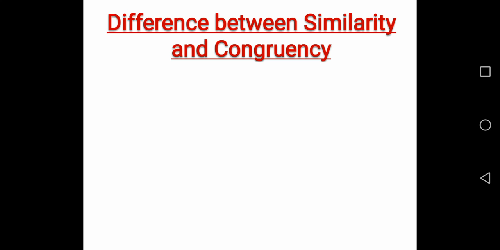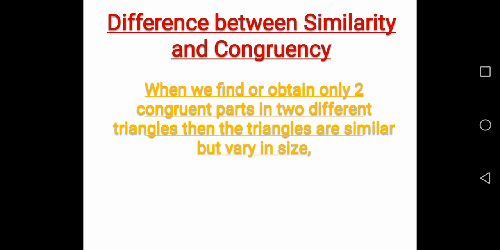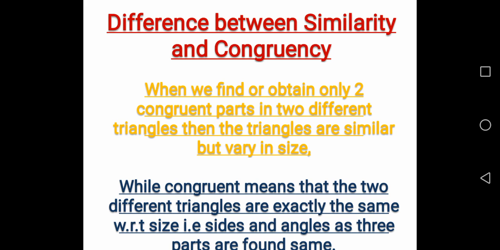Difference between the similarity and the congruency. Okay. When we find or obtain only two congruent parts in two different triangles, then the triangles are similar but vary in size. Okay. So actually क्या होता है, जब हम लोग देखते हैं कि कोई दो congruent parts होता है अलग अलग ट्रायंगल्स के अंदर, तब वो ट्रायंगल्स को हम लोग सिमिलर बोलते हैं क्योंकि उनका साइज डिफरेंट रहता है करके. While congruence means that two different triangles are exactly the same size. Okay, and their sides and angles, three parts, are found same.